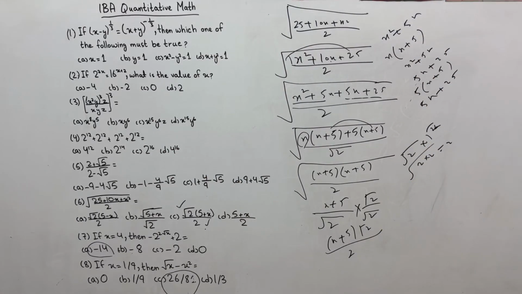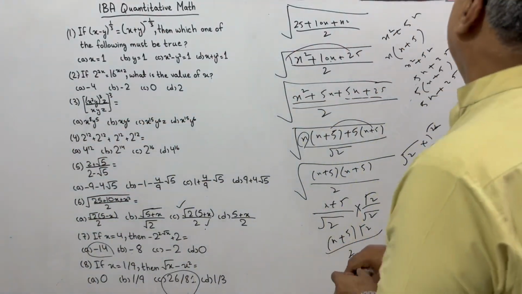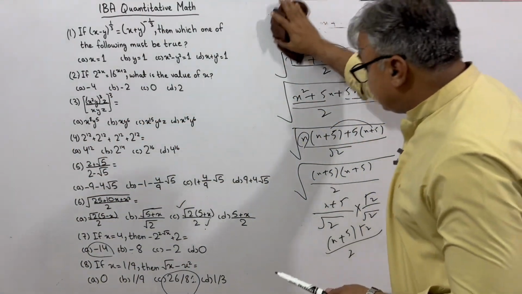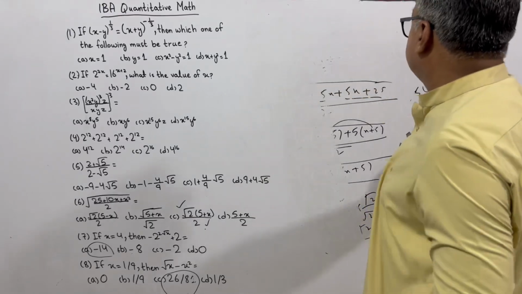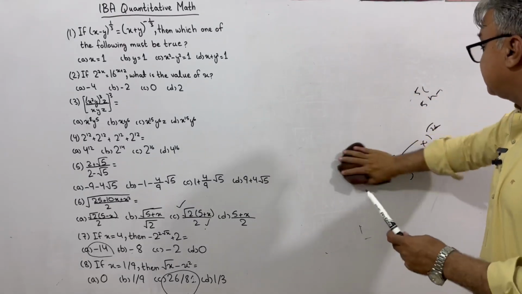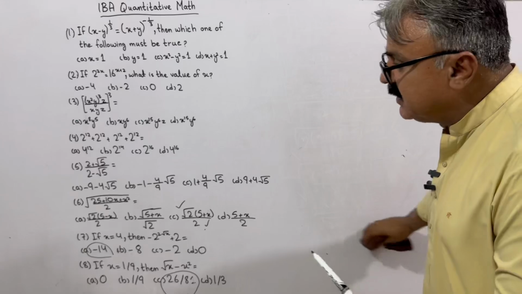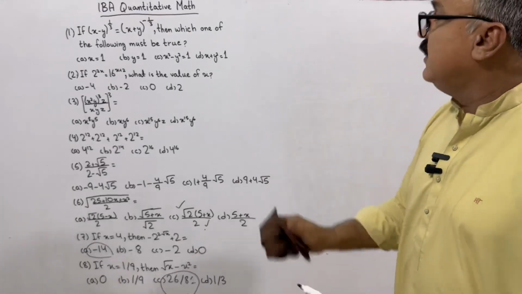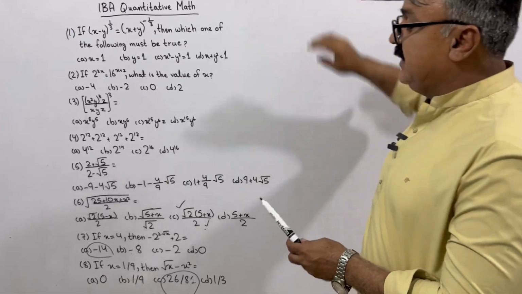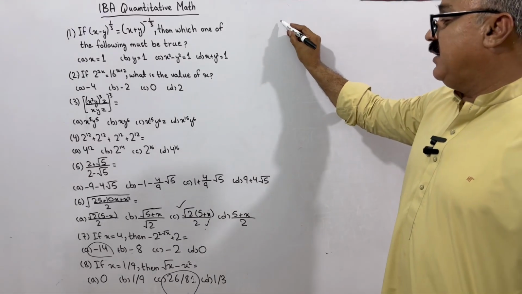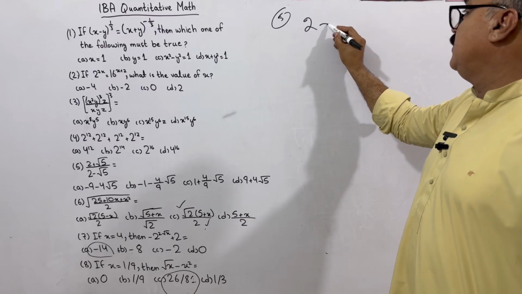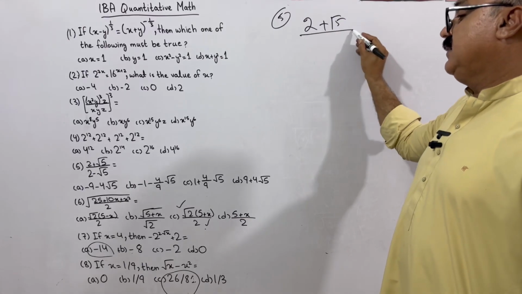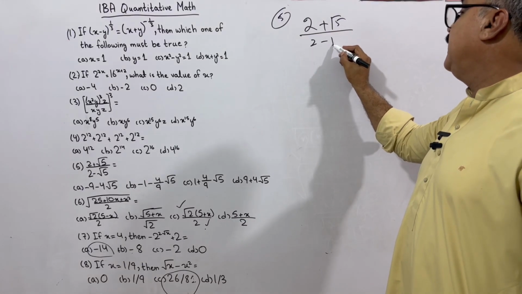Moving towards question number 5. We have approached our halfway. We have solved 5 questions. Now we are moving toward the next half. Question number 5, a good question to be checked in this exam: 2 plus root 5 over 2 minus root 5.